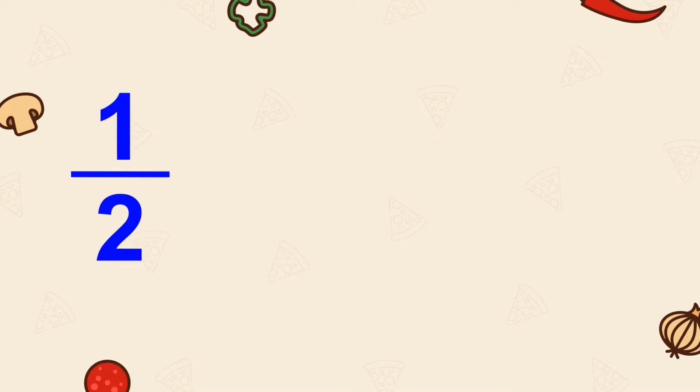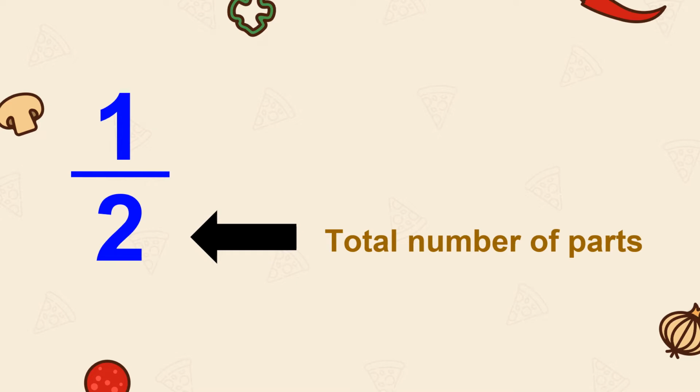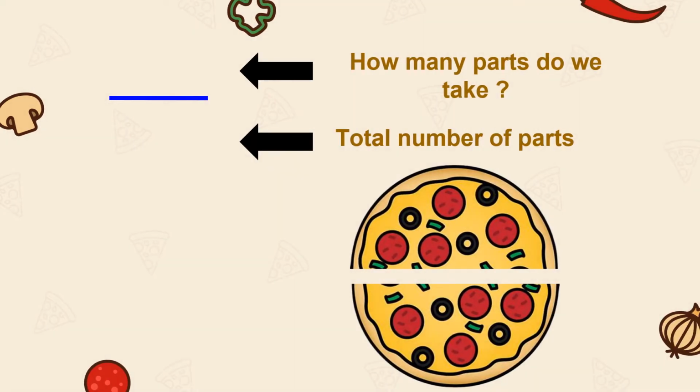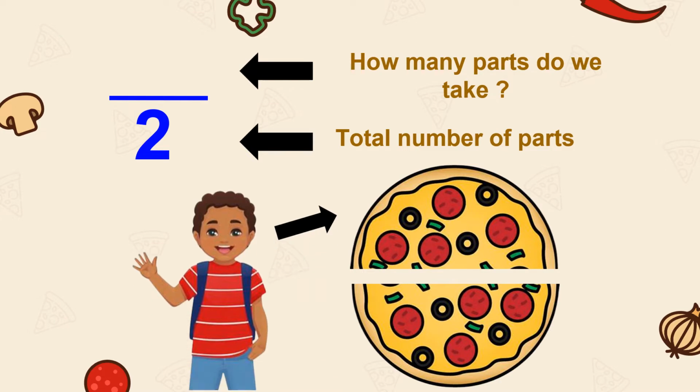So it's important to understand what these numbers mean and how they show one half. The bottom number shows the total number of parts. The top number shows how many parts we take. Let's go back to our example. The total parts of the pizza here are 2 parts. So we put 2 at the bottom and Mark just takes 1 part. So Mark gets one half of the pizza.